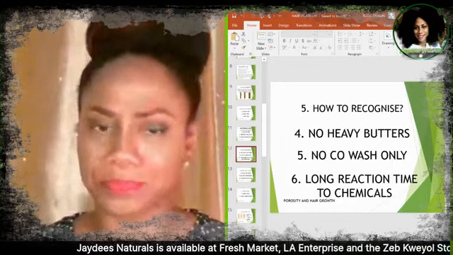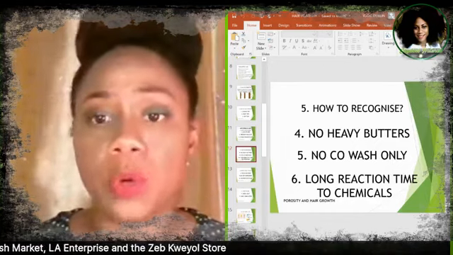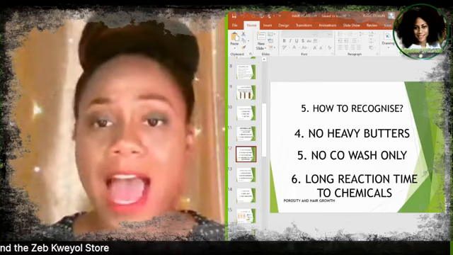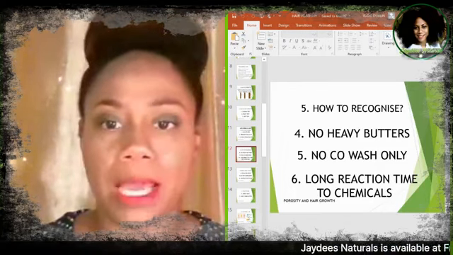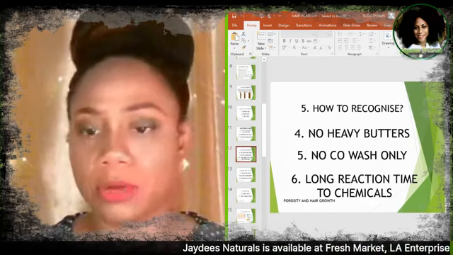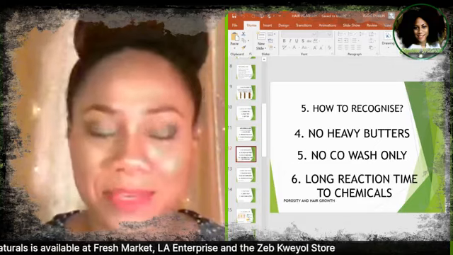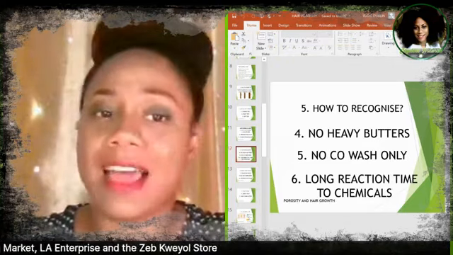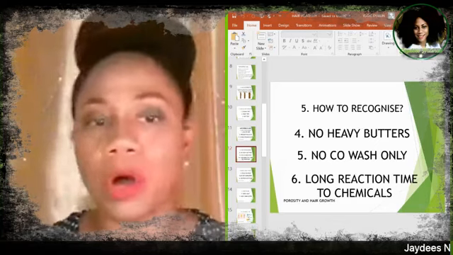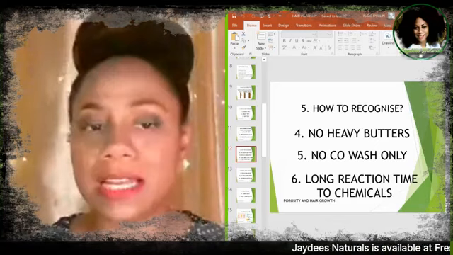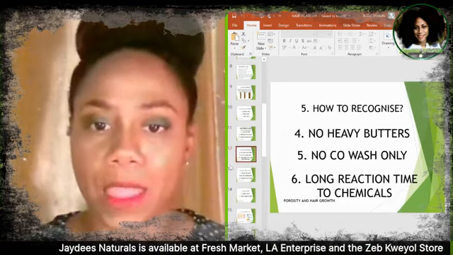Okay. Now, this one is a very good indicator. Number 6. For some of y'all who have had relaxed hair, if you realize that your hair takes forever to actually straighten out when you apply a relaxer, that is a very good indicator that you are low porosity, because the chemicals take time to pry open the cuticle and get to work to break those hydrogen bonds to straighten your hair. So that is another indicator of low porosity here.